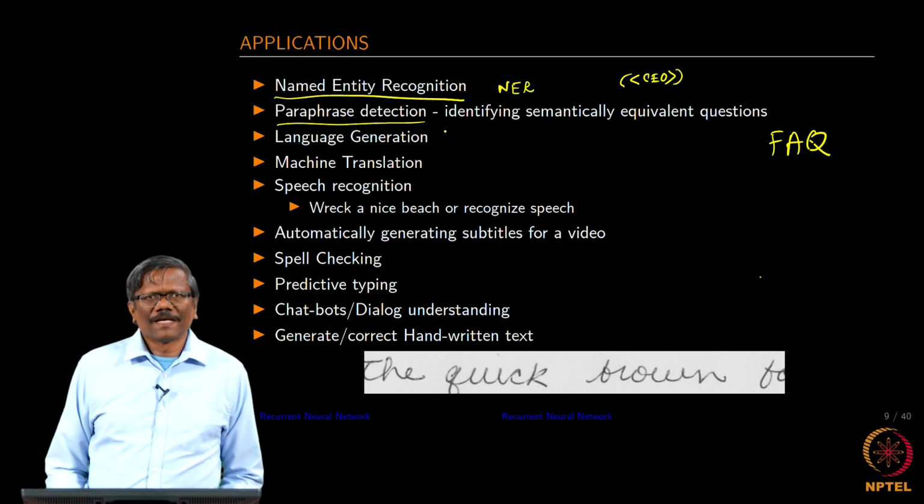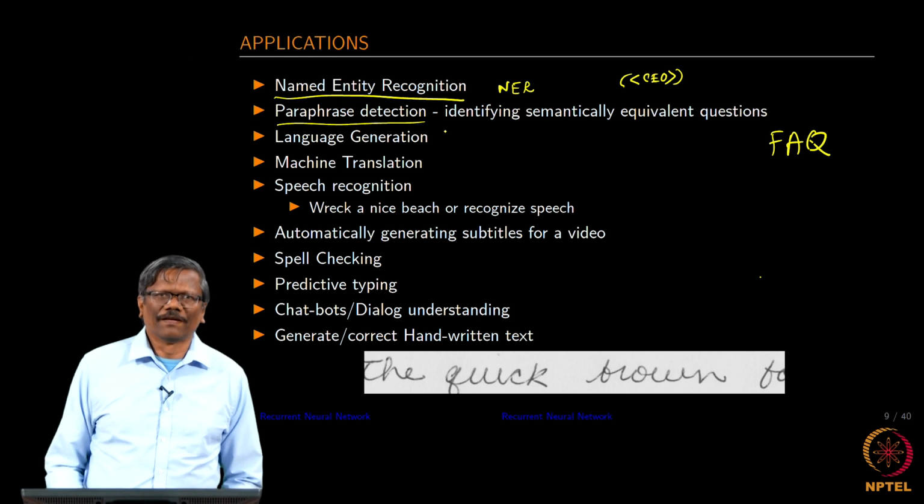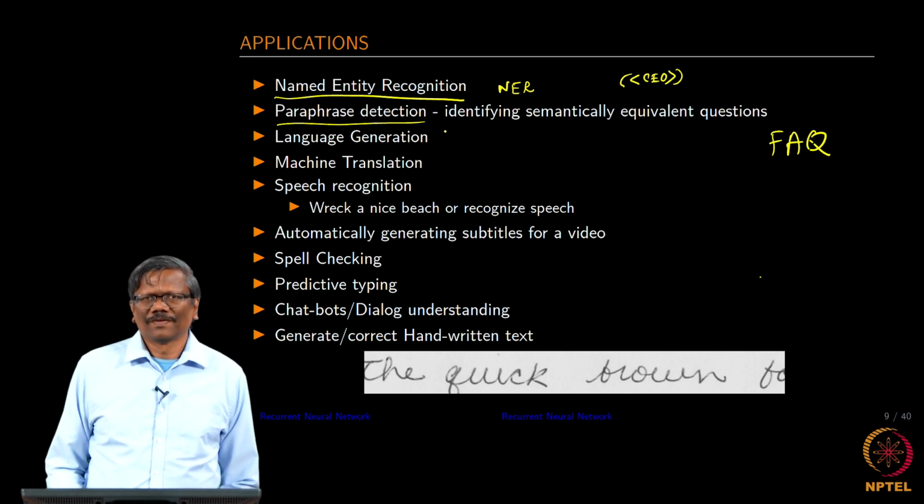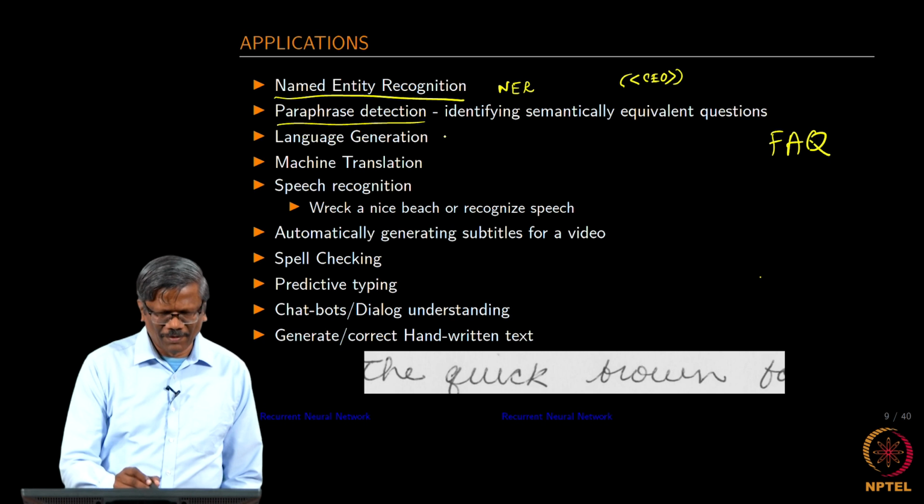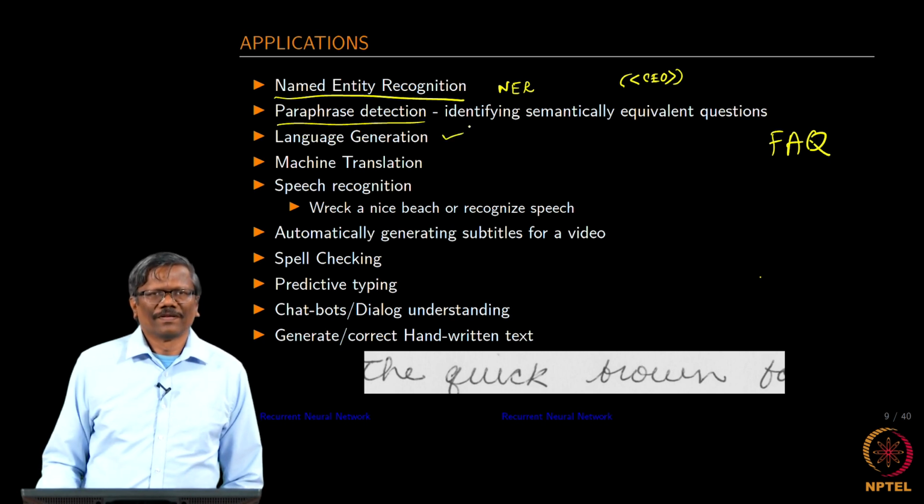All right. So, the next application is language generation. Given a photograph, if you are asked to write a line about it, what do you do? You look at the contents of the photograph, look at the objects, and then give some title or caption to that, right. So, that is where we can use this model.